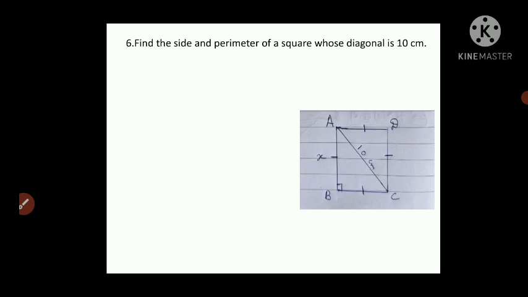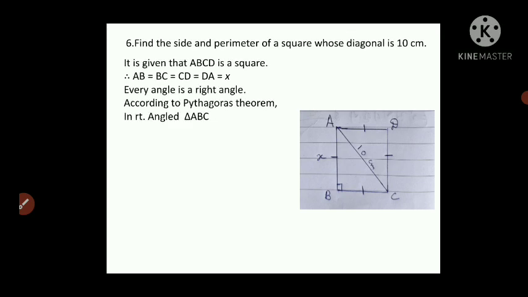Now square property we know. First thing is that every side is congruent to each other. If the given quadrilateral is a square, we know the sides will be congruent to each other. Also, every angle will be a right angle. So see, first I will write the given part. It is given that ABCD is a square. So see, students, AB will be equal to BC, will be equal to CD, will be equal to AD. Let it be X, because all sides are congruent to each other. And also, every angle is a right angle. So here angle B, angle A, angle D, angle C, everything will be right angle.